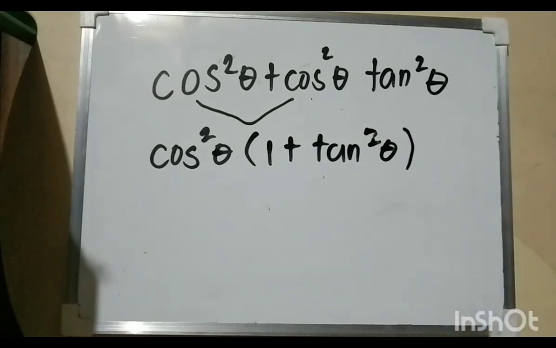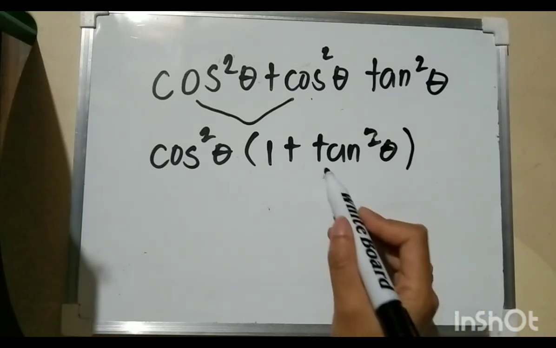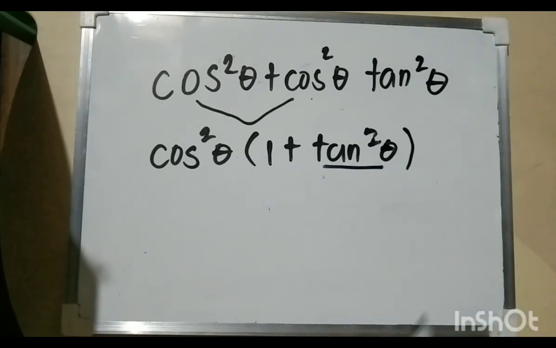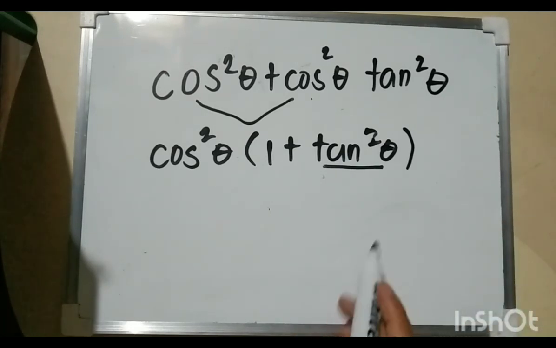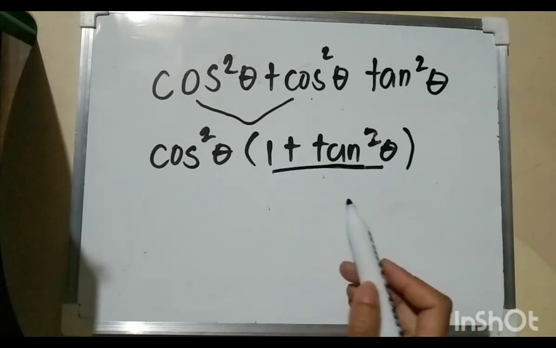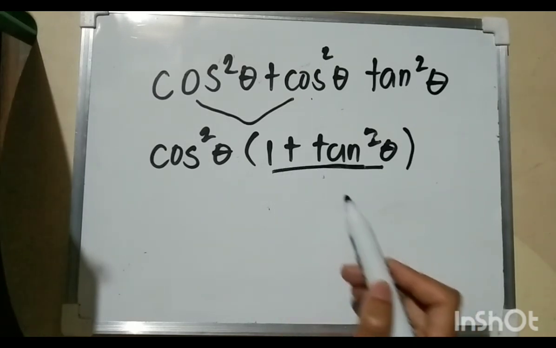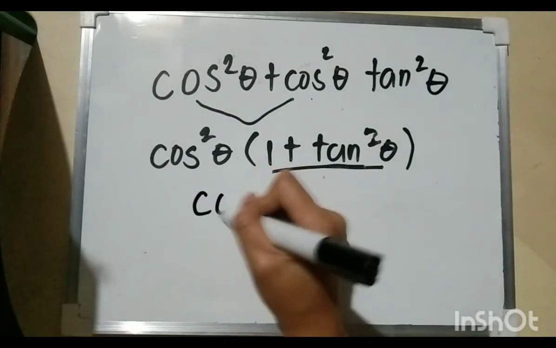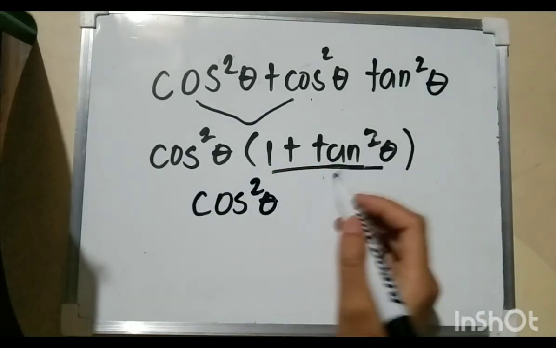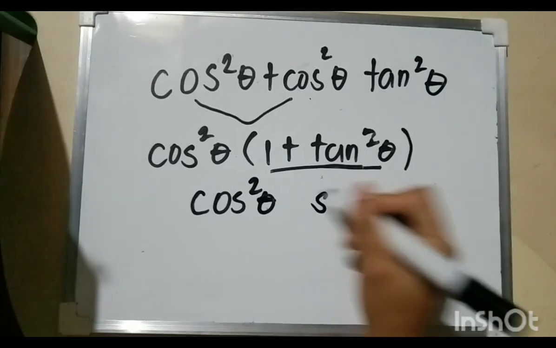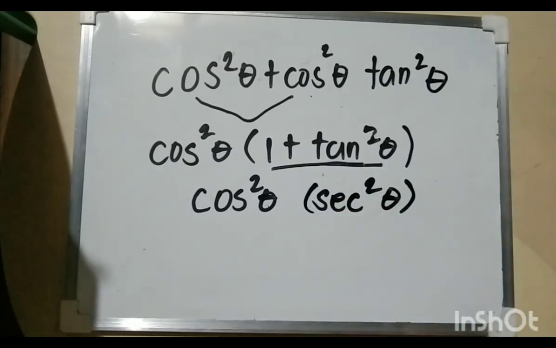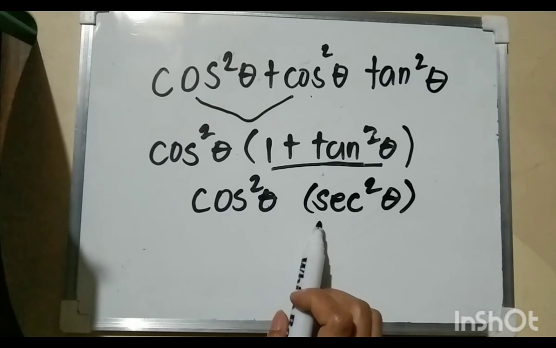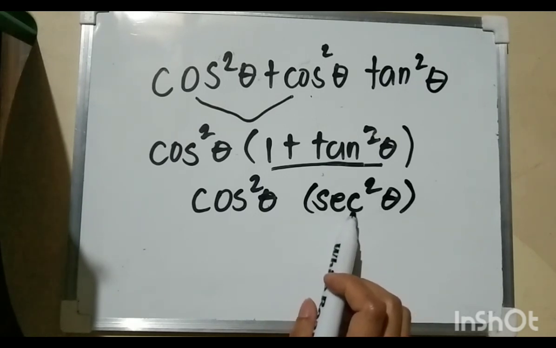What we will do next is apply the Pythagorean identity to this: 1 plus tangent squared theta is equivalent to secant squared theta. So this will become cosine squared theta, we will just copy that one, times secant squared theta. For us to simplify this, we will use the reciprocal identity.